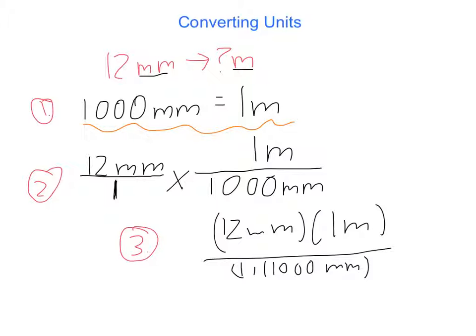And if you know your algebra, well, we have a millimeter in the numerator, we have a millimeter in the denominator. They cancel, and all I'm left with is units of meters. From here, it's just basic math. 12 times 1 gives me 12 in the numerator over 1,000 in the denominator. And my final answer, therefore, comes out to be 0.012 meters. Now we get the same answer as if we had done the little voodoo magic there.